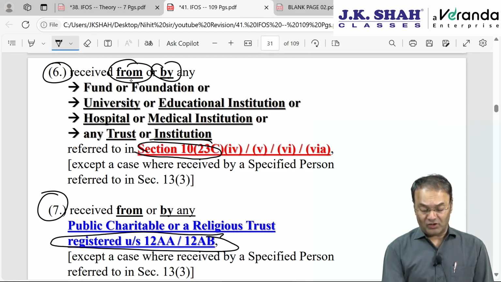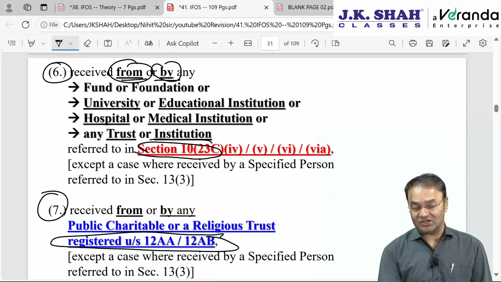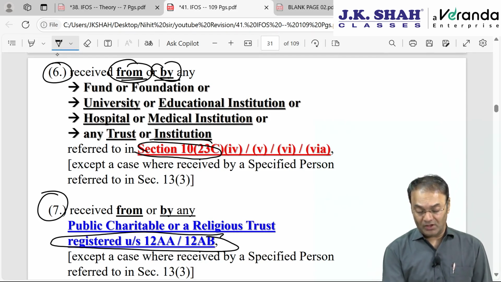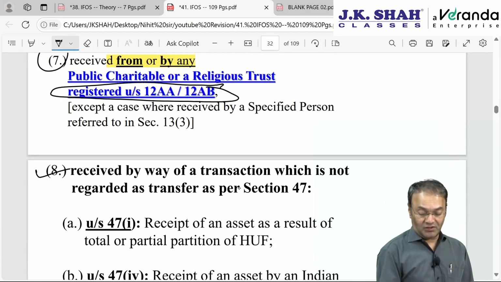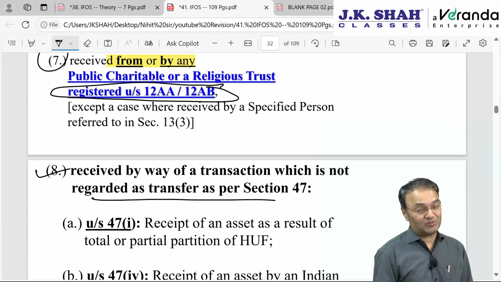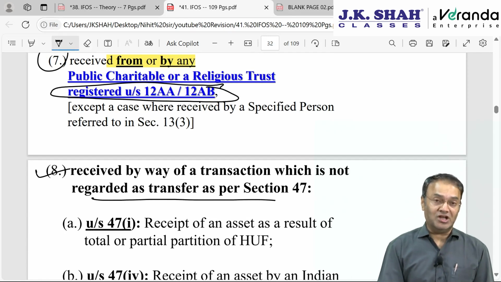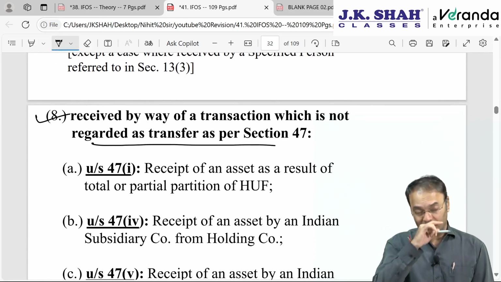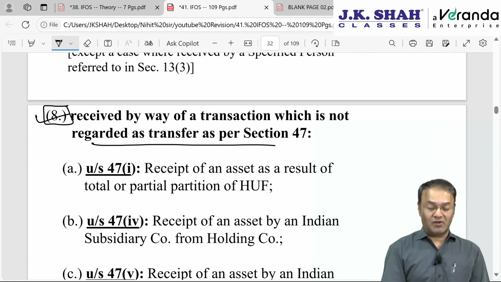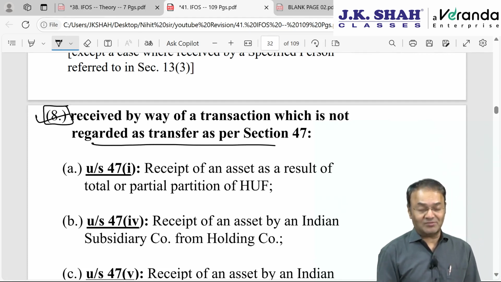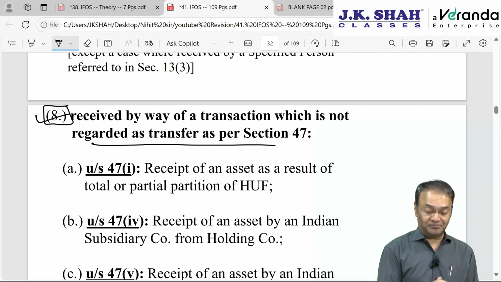So the answer: first of all, receipt from or receipt by, two-way direction, meaning thereby you receiving from the trust, or the trust receiving from you, receipt by the trust from you, then both ways it will not be taxable in the hands of either of them. Okay, the 8th one, a gift receipt which is not regarded as transfer as per section 47. There are a total of 22 items. This is one item out of the total 22 items. Whatever items are covered here, they are also being counted.